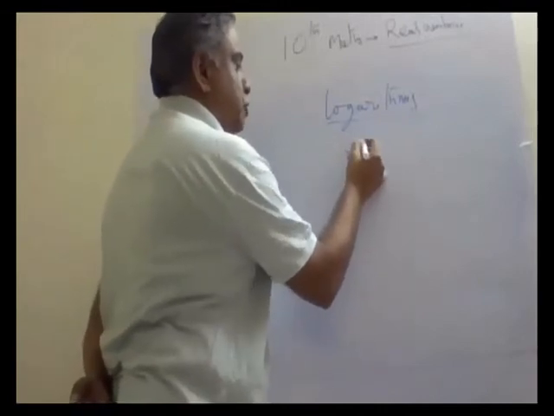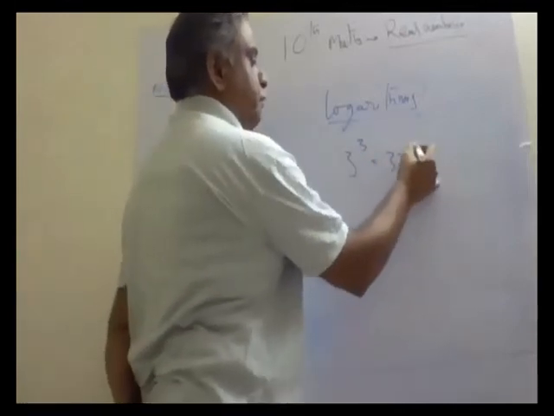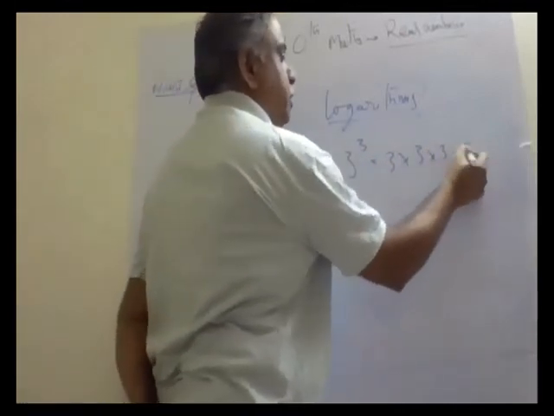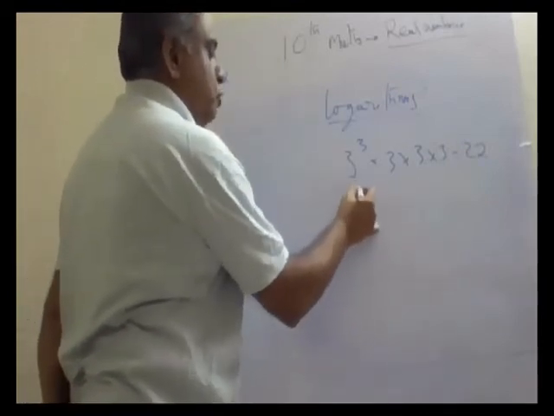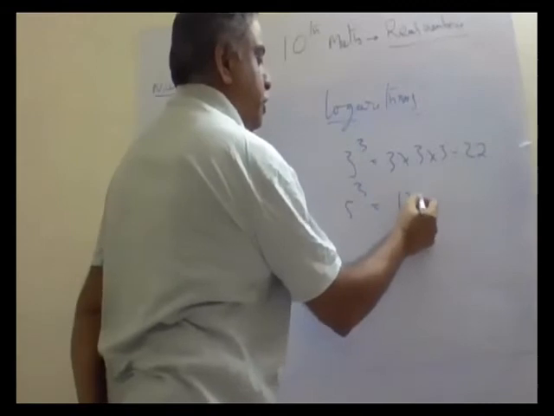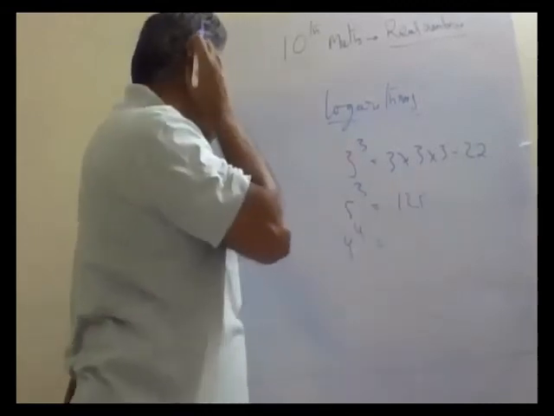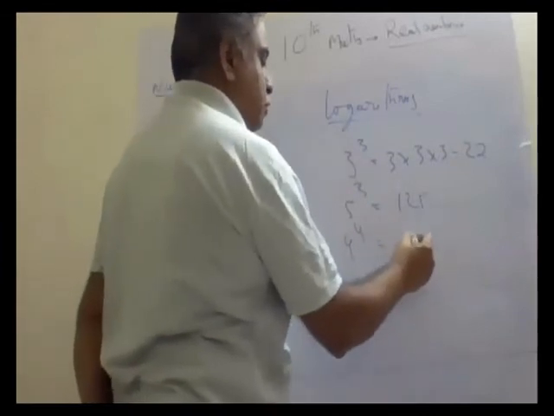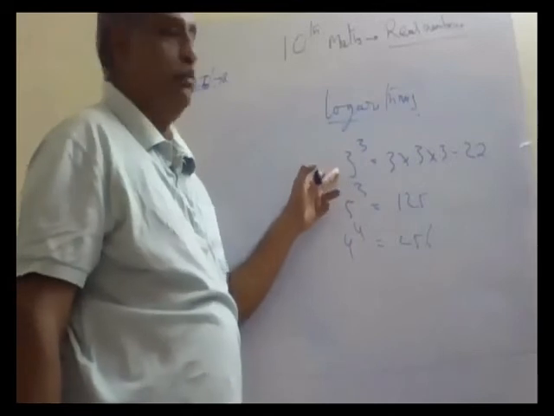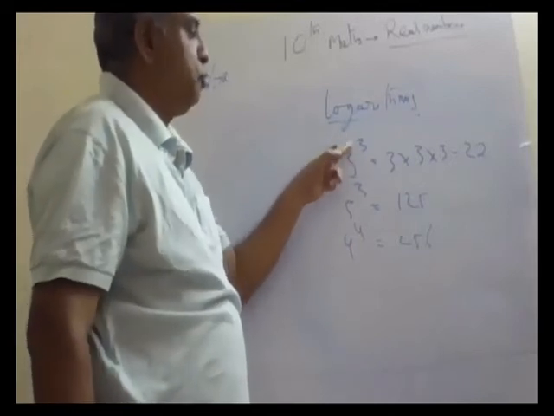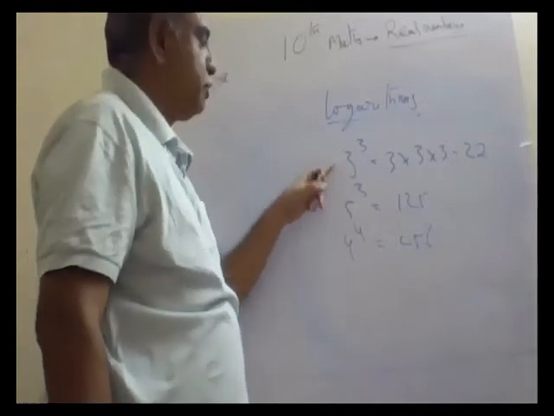What is 3 cube? 3 into 3 into 3, that is 27. So, what is 5 cube? It is 125. What is 4 to the power of 4? 16 16s are 256. These are all in exponential form. 3 cube is 3 to the power of 3, 5 to the power of 3, 4 to the power of 4. These are all exponential forms.